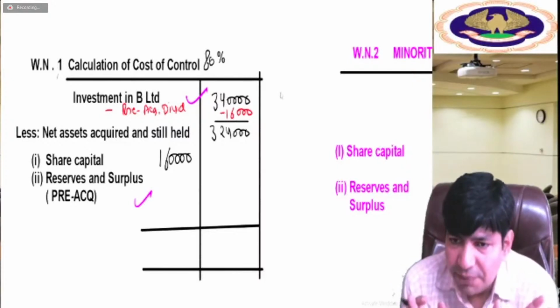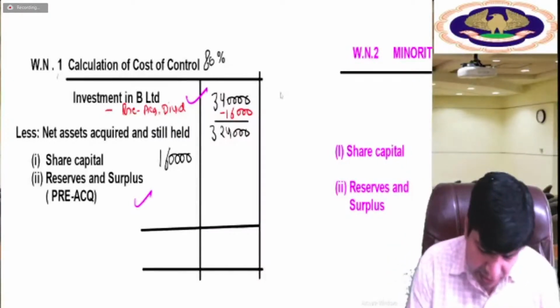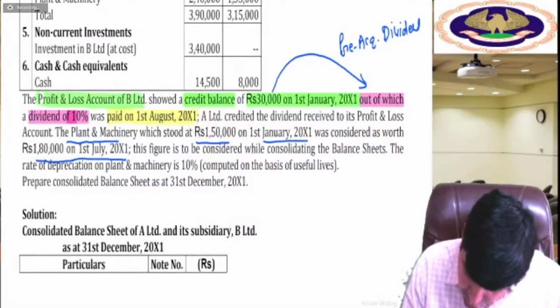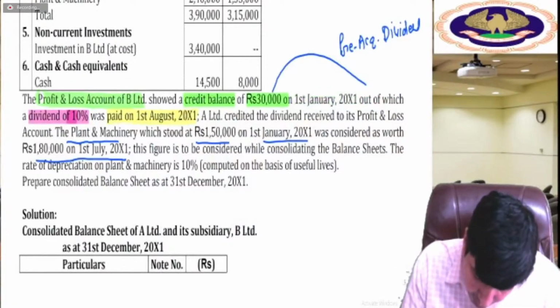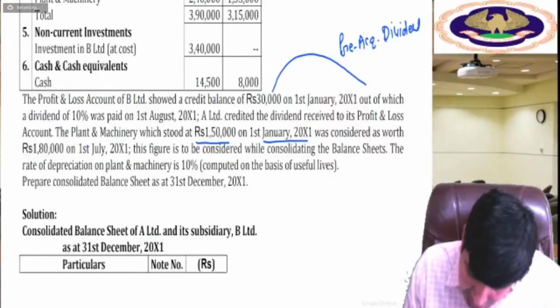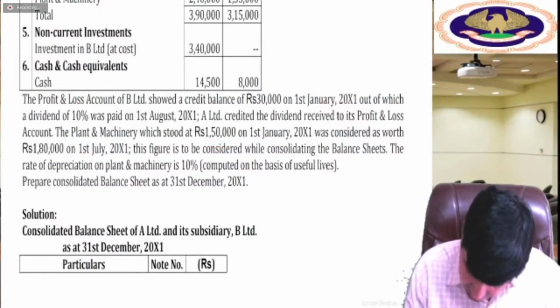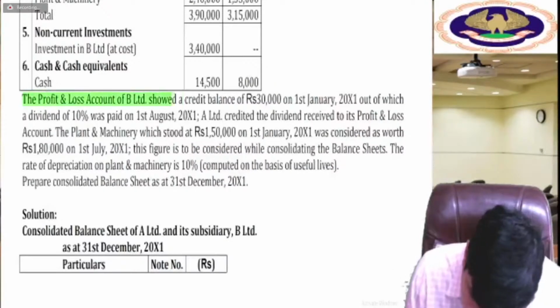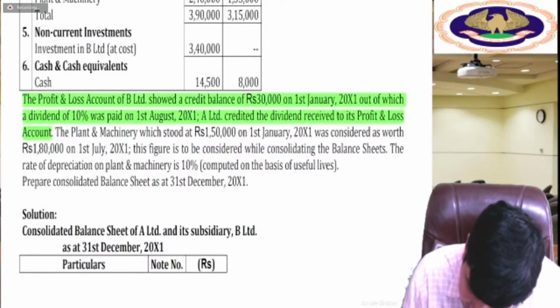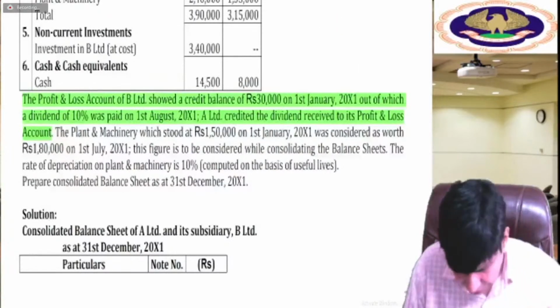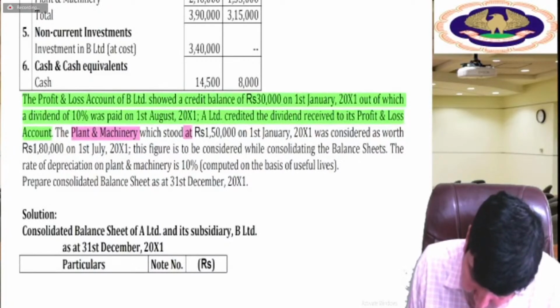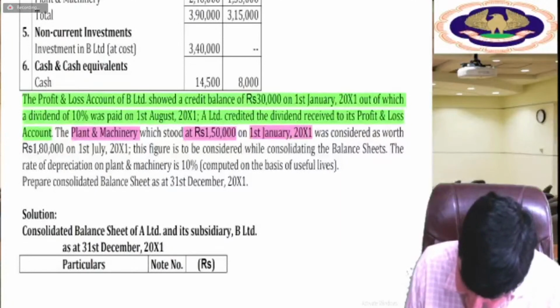Okay, everyone, beta. Now we are focusing on another part of the question. I am removing the rest of the highlighted points from here, so that you can focus on the rest of the question. I highlighted what you have already covered in this way so that you are not focused on it. Now I am moving with another color highlighter. Okay, beta. The plant and machinery which stood at rupees 1,50,000 on January 1st.